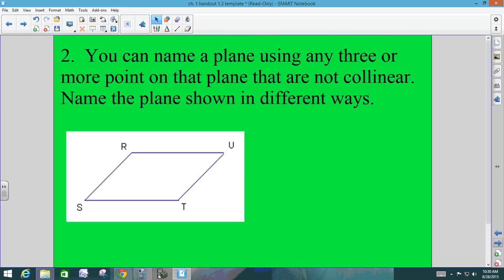Number 2, you can name a plane using any 3 or more points that are on that plane. They want us to name this plane in more than one way. It takes at least 3 points to name a plane. 2 points to name a line, 3 points to name a plane. You can use 3 or more depending on how big the plane is. Okay. One name for this plane. SRUT.